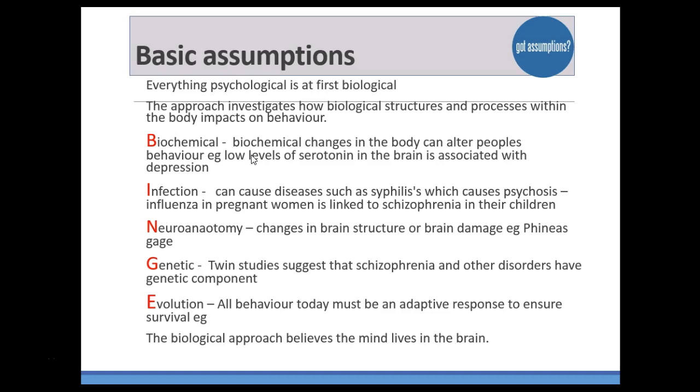Neuroanatomy. Now, this is the parts of your brain. So any changes in the brain structure, for example, having to have parts of the brain removed, maybe you've got a tumour or brain damage, can often change a person's behaviour or personality.